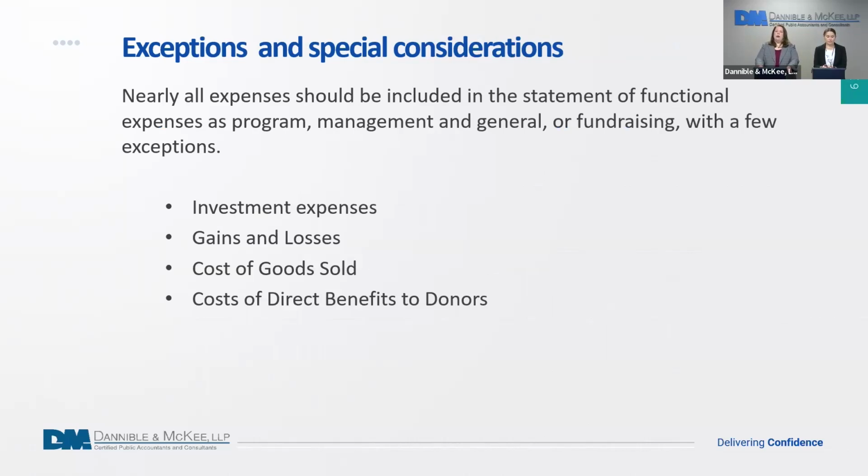Okay, nearly all expenses should be included in the statement of functional expenses as program, management and general, or fundraising, with a few exceptions. So these are a couple things. We have the investment expenses, the gains and losses, the cost of goods sold, and the cost of direct benefits to donors.